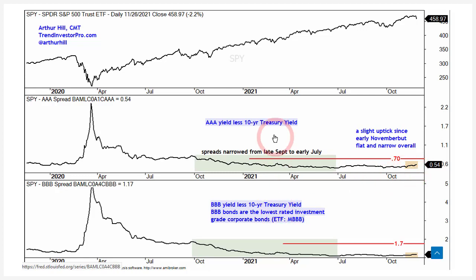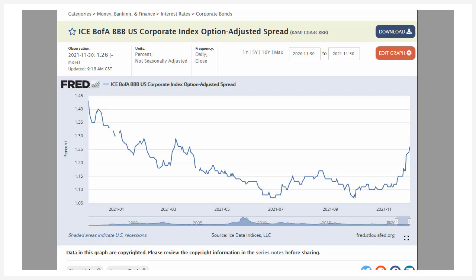And in the commentary at Trend Investor Pro, you can click on these charts and it'll take you to the FRED database. And I'm going to look at these because what we've seen here is an uptick in the yield spreads fairly significantly over the last few weeks. And we got above the August high here. So this is the highest yield spread that we've had since March for the BBBs. So there's a little bit more stress in the credit markets, and that kind of reflects the chaos we're seeing in the stock market.